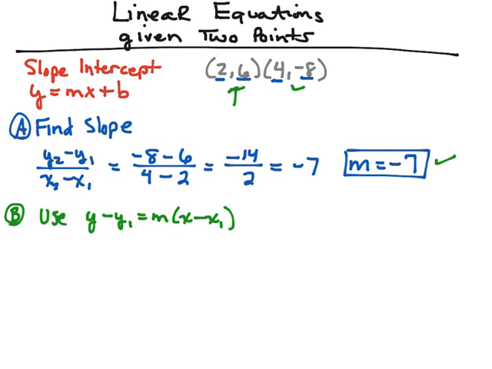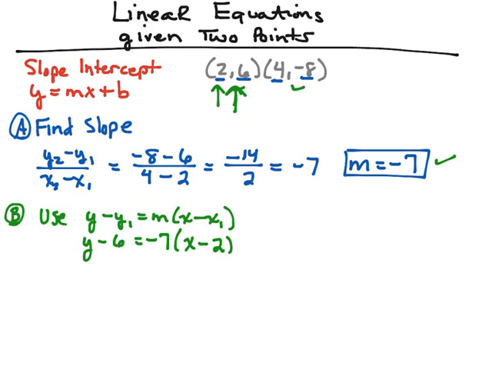In my case, I'm just going to go ahead and use the ordered pair (2, 6). But I could very easily use the other ordered pair (4, -8). So I'm going to start by replacing the y1 with the y value, which in my case is the 6. Remember, I'm using this ordered pair right here. m stands for slope, which I just found. We found out that that was a negative 7. Next, I'm going to replace that x1 with a 2, because that's our x value in that ordered pair that I chose. So I now have y minus 6 is equal to negative 7 times x minus 2.